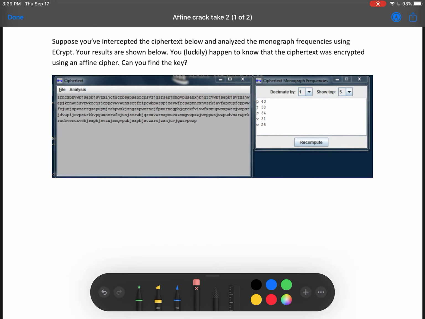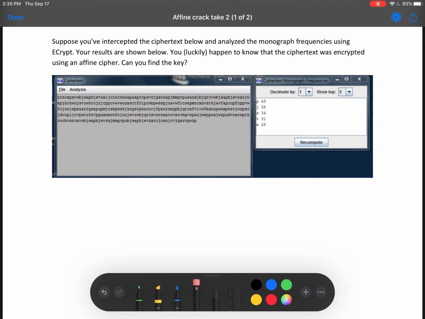Okay, so now that we've practiced a little bit with decrypting ciphertext when we know that it was encrypted using an affine cipher, let's take a look at another example to see what issues we could potentially encounter when doing this. So here's our situation. We've intercepted this ciphertext and we put it in eCrypt. We happen to know that it was encrypted using an affine cipher.